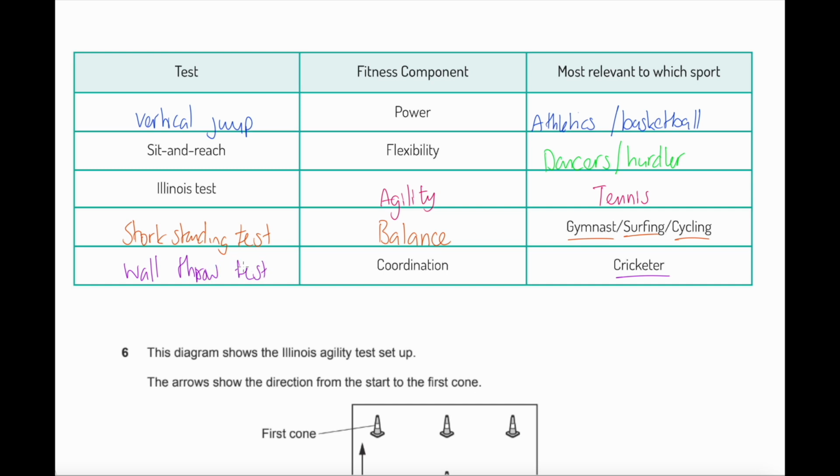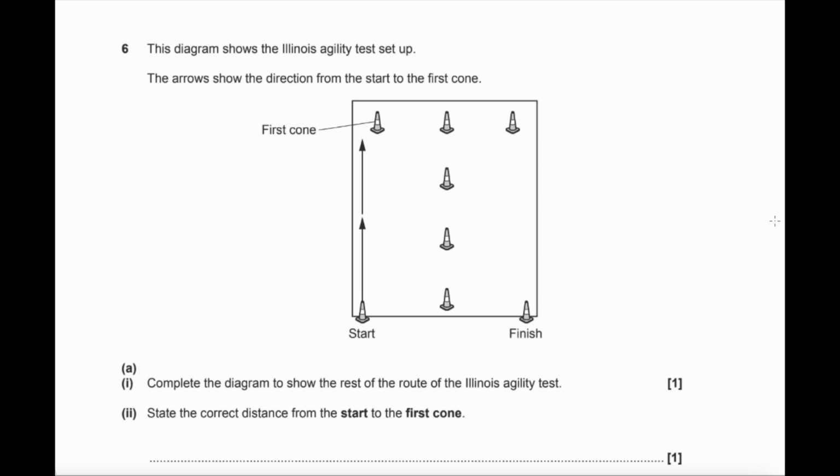Now, one of the things we want you to be aware of with our testing protocols, folks, is you must have a good awareness of the actual protocols of those things. So this one's an interesting one. This question is actually a past paper question. The diagram shows the Illinois agility test setup. Agreed.